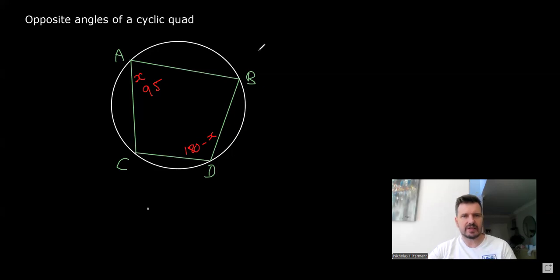So we can then say d equals 180 minus 95, which equals 85 degrees. Now the reason is, I'm just going to write it slightly underneath, otherwise I'll run out of space.